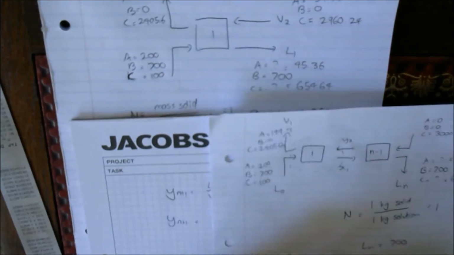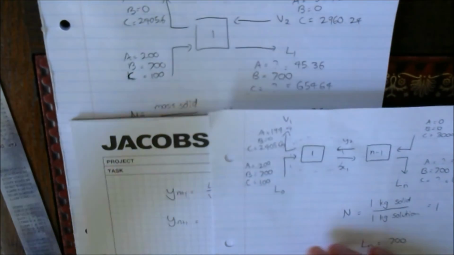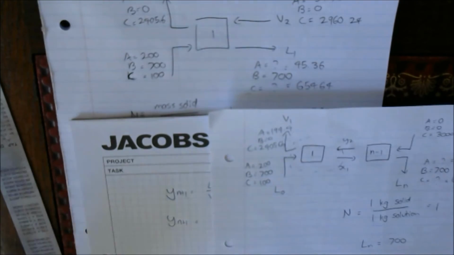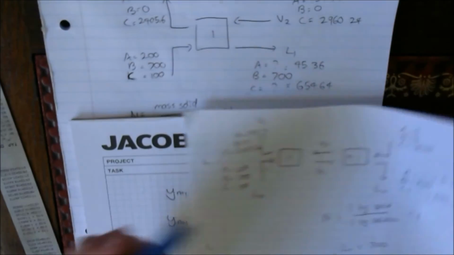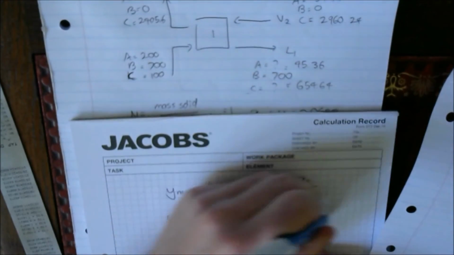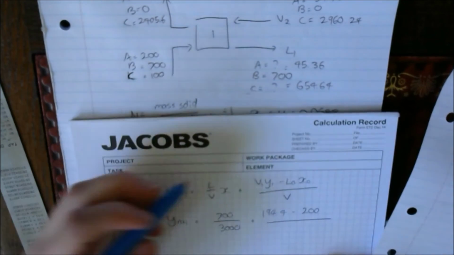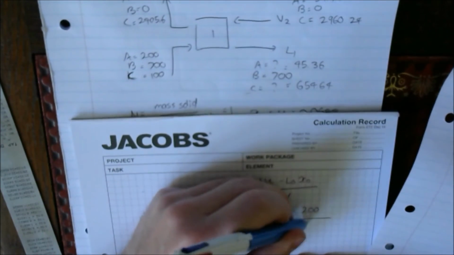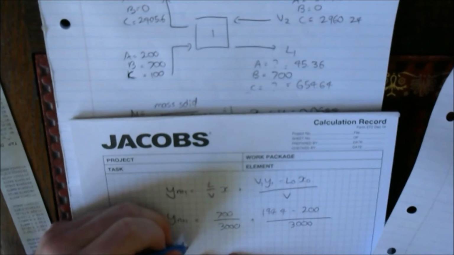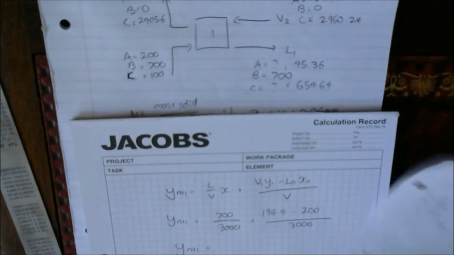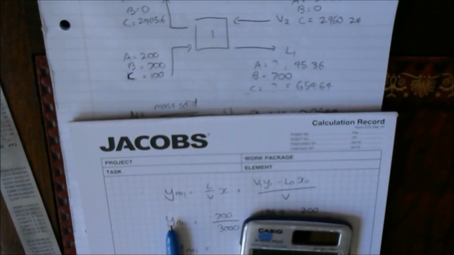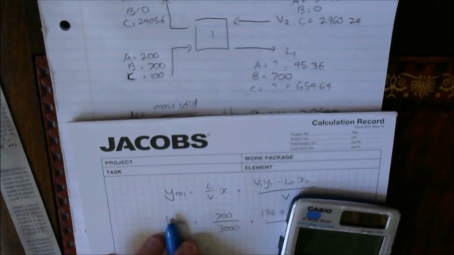Again, you could figure out the concentration and then times it by L0. That's just extra work. You can just simply read it straight off the mass balance. And then V, again, that's going to be constant. So that was, again, 3,000. So our operating line is going to be 700 divided by 3,000.